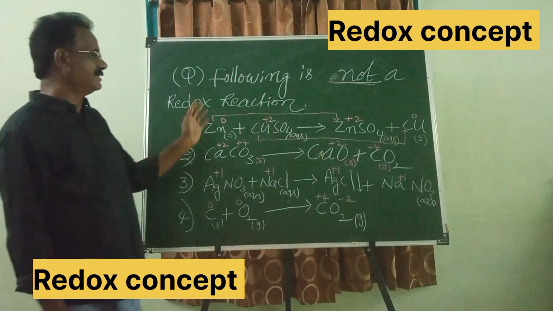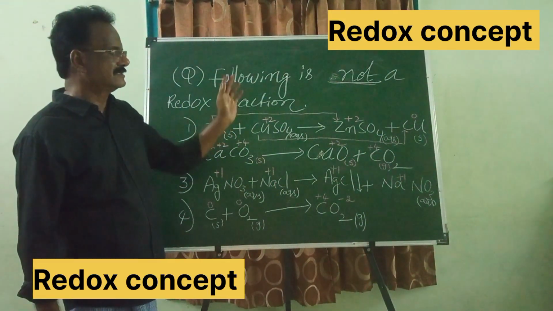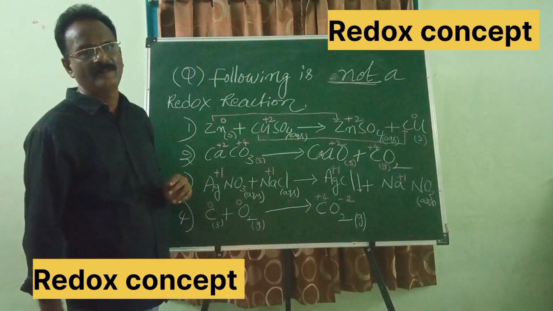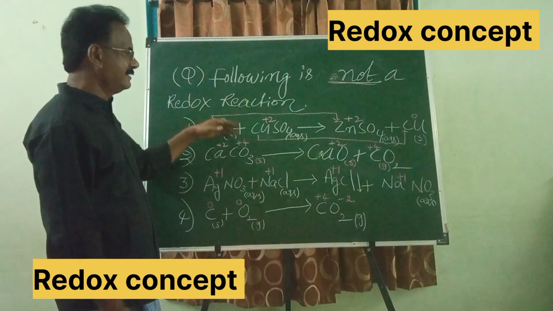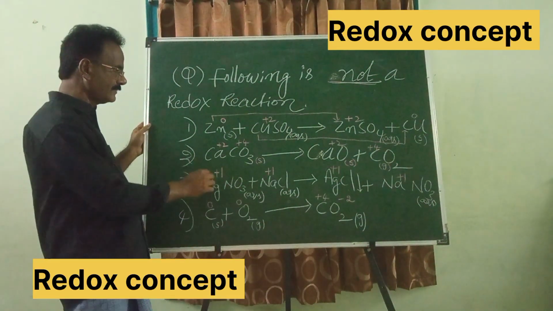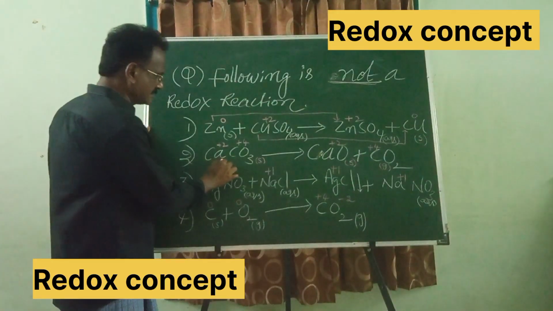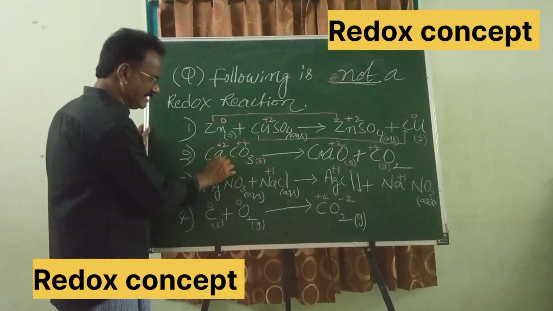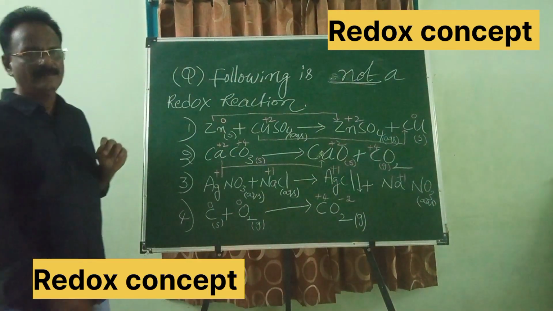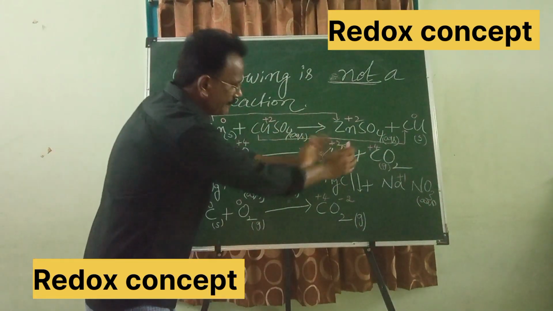Before involving in the reaction, the oxidation state of zinc is 0, and after involving in the reaction, the oxidation state of zinc is +2. So definitely it is a redox reaction. Okay, now let us see the second reaction. There is no change in oxidation state. Here the oxidation state of calcium is +2, here also +2. Like that, the oxidation state of carbon is +4, here also +4.